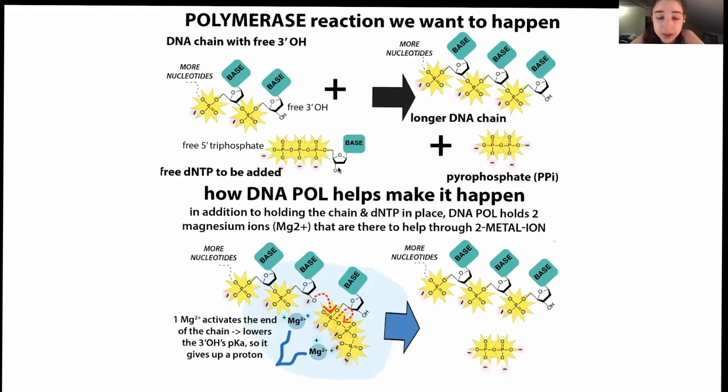Well, typically in this OH form. And so one of these magnesiums is actually going to help activate the end of the chain. Basically, it's going to lower the pKa of this OH group, make it more acidic. And so we talked about pKa's in the context of proteins yesterday. And so that's basically a measure of acidity. And so the lower the pKa, the more acidic something is.